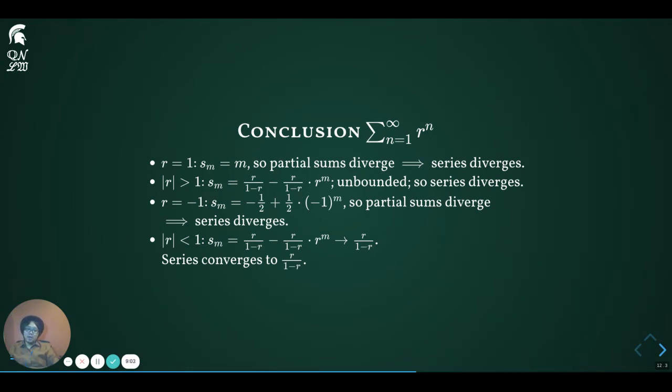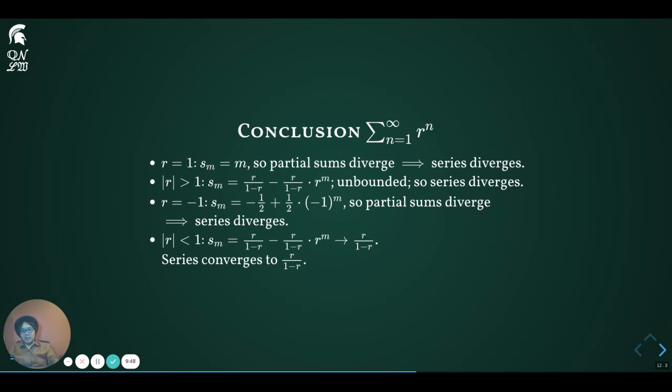When r is minus 1, the partial sum looks like, after some simplification of algebra, minus 1 half plus 1 half times minus 1 to the power m. This sequence of partial sums has terms minus 1, 0, minus 1, 0, minus 1, 0, and so on. And we see that it has lim sup 0 and lim inf minus 1, and so does not converge. And finally, when r is less than 1 in absolute value, using that r to the power m converges to 0 as m goes to infinity, we see that the sequence of partial sums converges to r over 1 minus r.